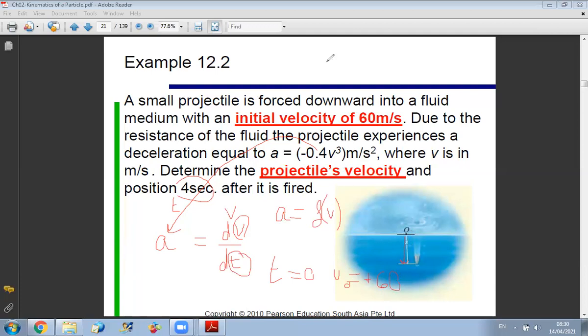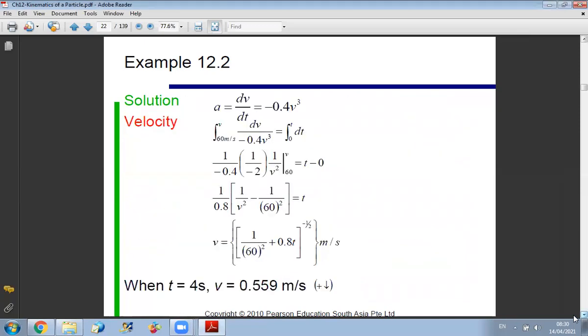So now we will write our equations. As a first step, we write a equals dv by dt. We replace the acceleration by minus 0.4 v cubed, and then we do separation of variables. Since a is a function of v, we take this function to the side of velocity, and we take dt to the other side. So we get the integral from 60, which is the initial condition of velocity, to v, of dv over minus 0.4 v cubed, equals the integral between 0 and t of dt.